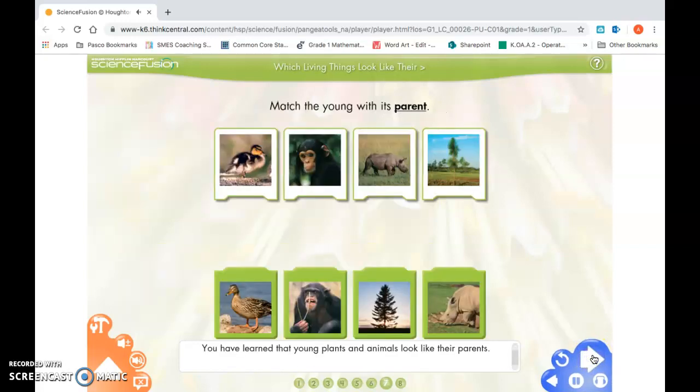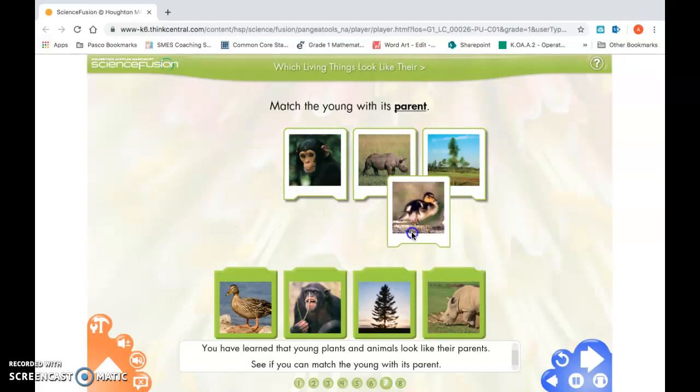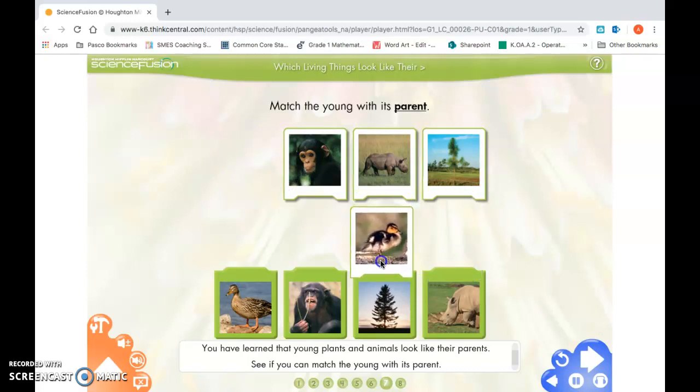You have learned that young plants and animals look like their parents. See if you can match the young with its parent. Okay, where should this guy go? Should he go here? How about here? Maybe here?